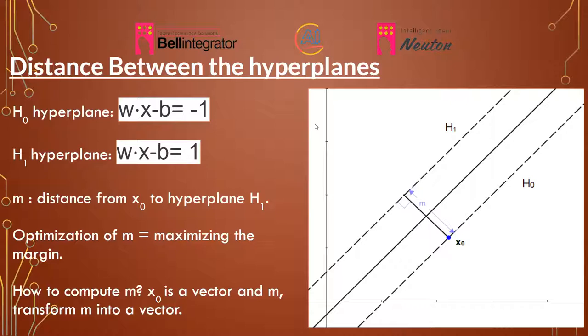Yeah, so you people are saying, yes, that's how it looks, right? I mean, if I sit on x0, which is on plane h0, and add m, I will land up on h1. No, absolutely not. This is not how it works, because x0 is a vector and m is a scalar at the moment. m is just the margin. I have to transform m into a vector that I can add to x0, and then I can actually land up on h1.